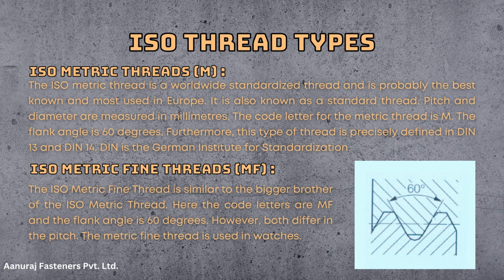Isometric fine thread, that is MF. The isometric fine thread is similar to the bigger brother of the isometric thread. Here the code letters are MF and the flank angle is 60 degrees. However, both differ in the pitch. The metric fine thread is used in watches.